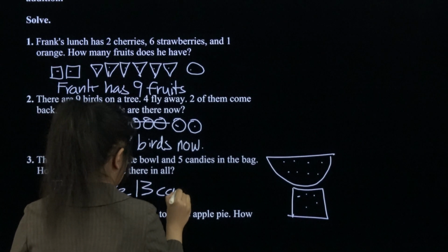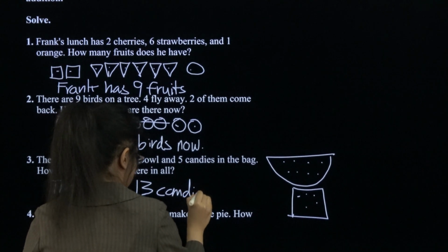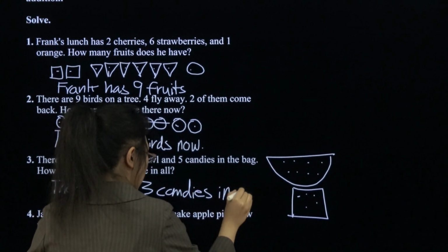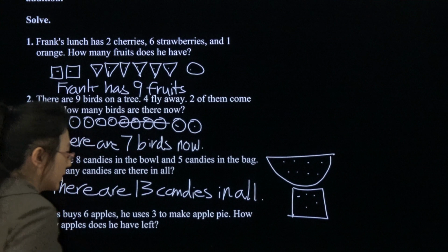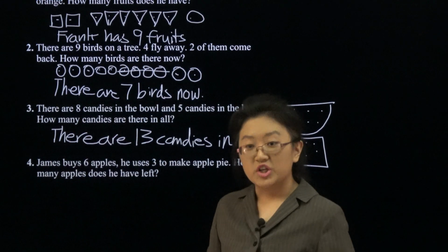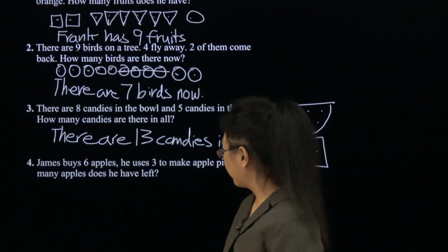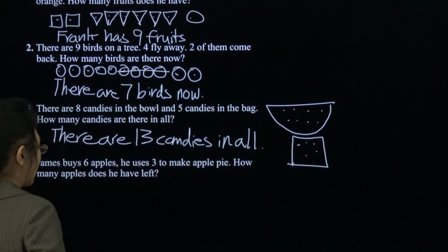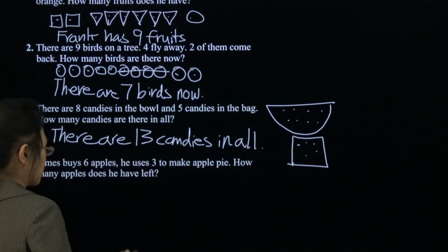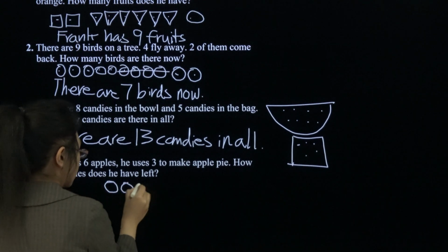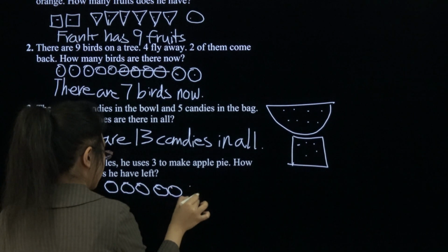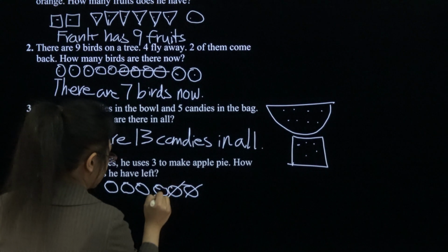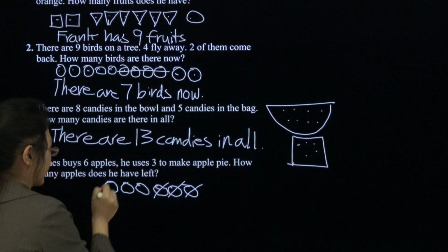13 candies in all. Alright, cool. James buys 6 apples. He uses 3 of them to make an apple pie. How many apples does he have left? Oh, okay. 1, 2, 3, 4, 5, 6. 1, 2, 3. How many apples does he have left? 1, 2, 3.